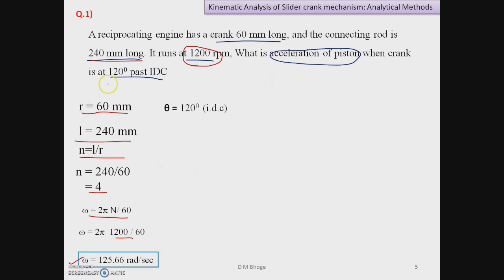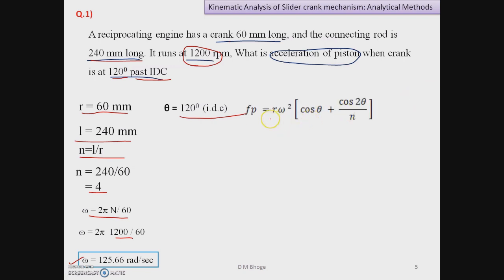So theta is the crank displacement, which is given as 120 degrees from IDC. We always take the displacement of crank theta with respect to IDC, and which is given as 120 degrees. So theta equals 120 degrees with respect to IDC. Now we have to determine the acceleration of piston.